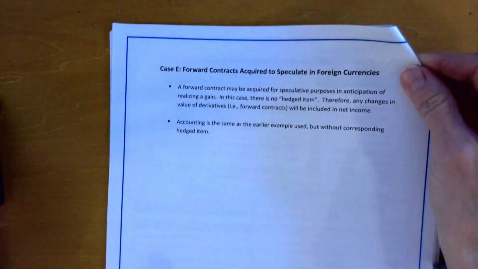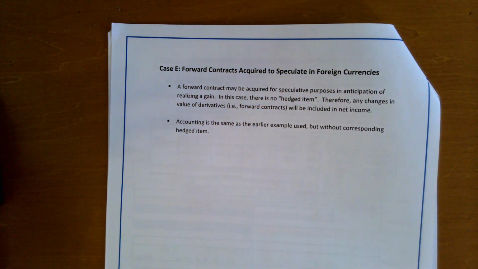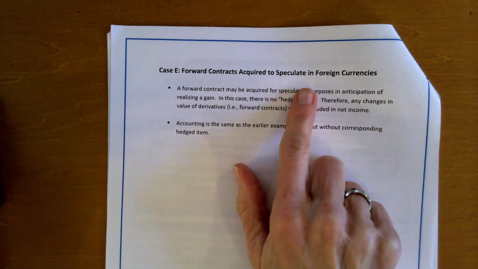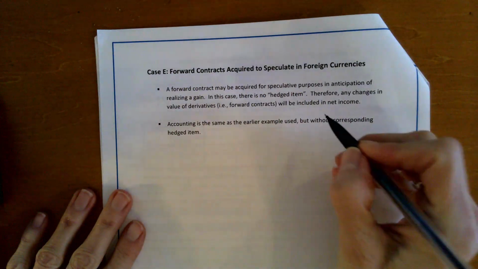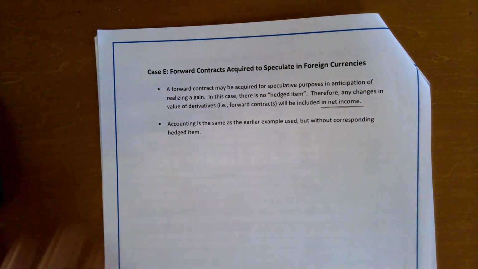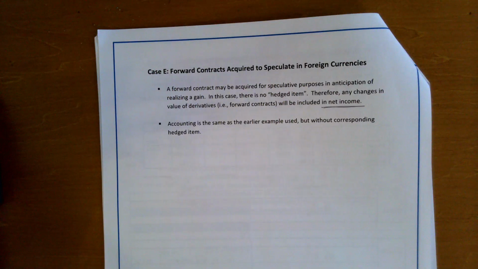Then case E is we could have a forward contract to speculate in foreign currencies. So if it doesn't qualify as a hedge and you're just using it to speculate, then you're just going to record any gains and losses right to net income, right? If you're willing to take the risk, it's going to show up in your net income, okay?